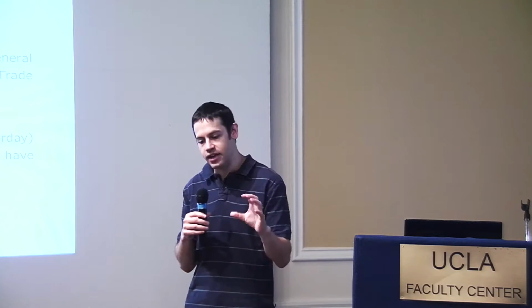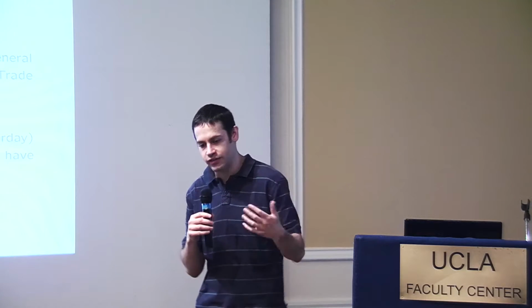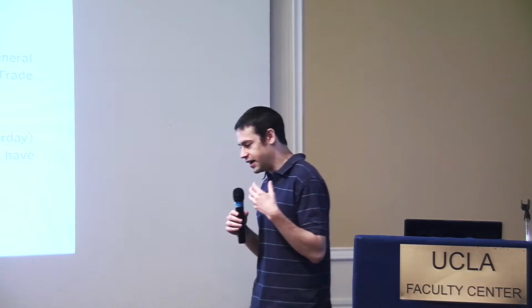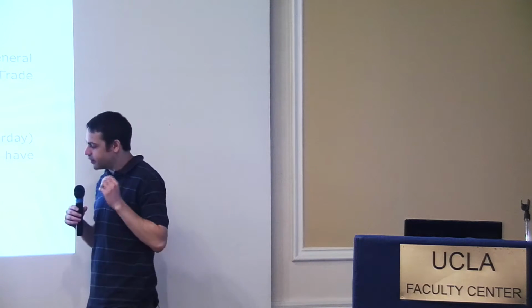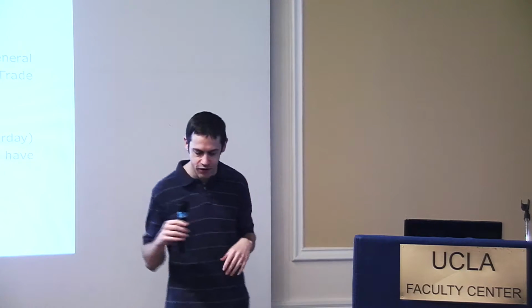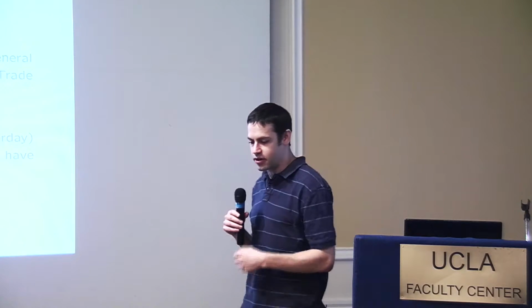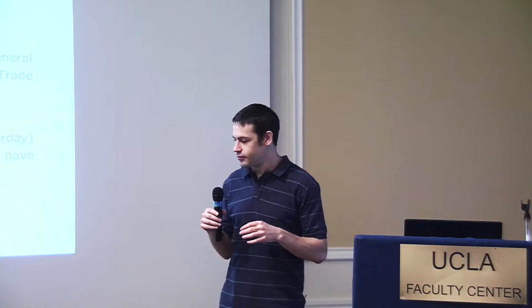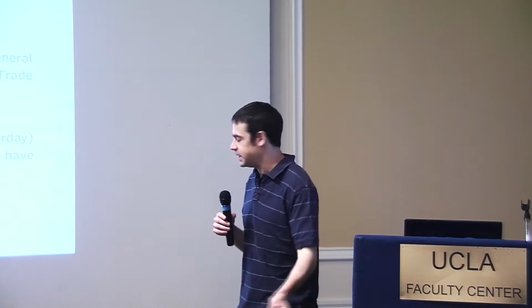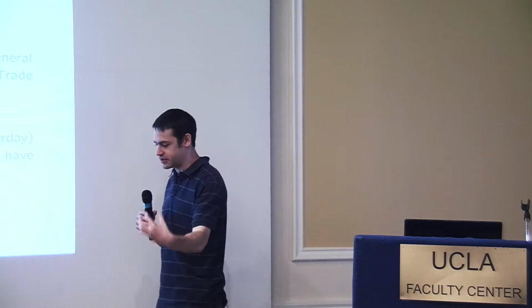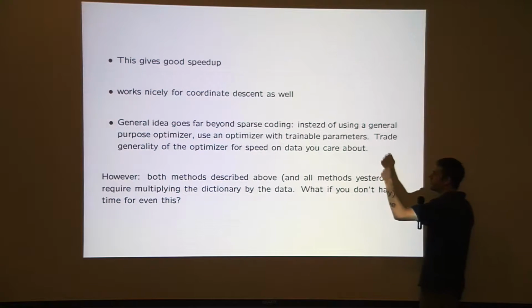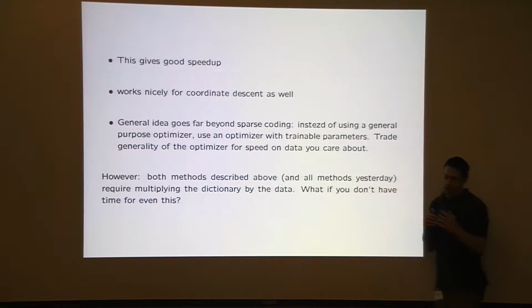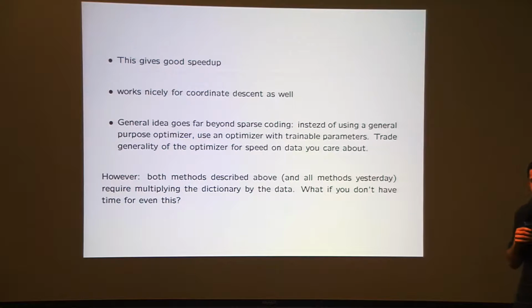So having an optimizer that's trainable is really cool. And I don't think it's very studied. It's a really open area. So not just in sparse coding, but in everything, in computer graphics, in modeling of PDEs, and just a million different places. There's room for having optimizers that are special for the data that you have.